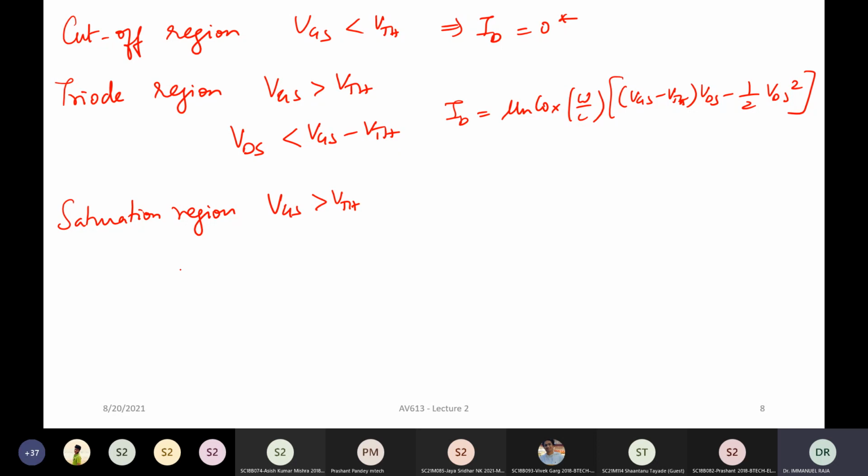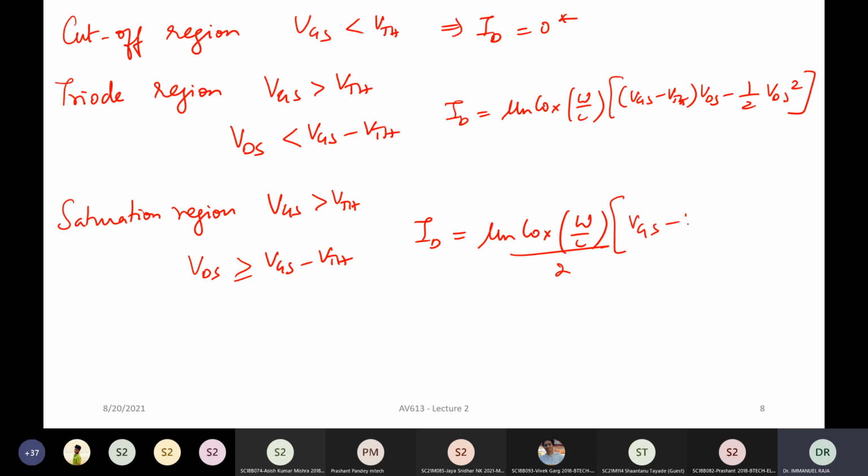All right. So for the saturation region, you have VDS greater than or equal to VGS minus VTH, and the current equation becomes basically mu n Cox W over L, divided by 2, times VGS minus VTH the whole square. How do you get this expression? You put VDS equal to VGS minus VTH, because this is the constant current which is going to hold throughout the saturation region. If you substitute for VDS, this is what you get.